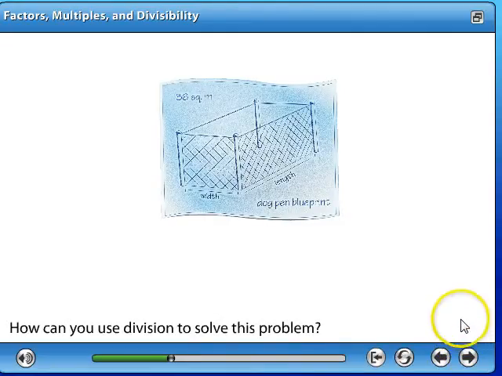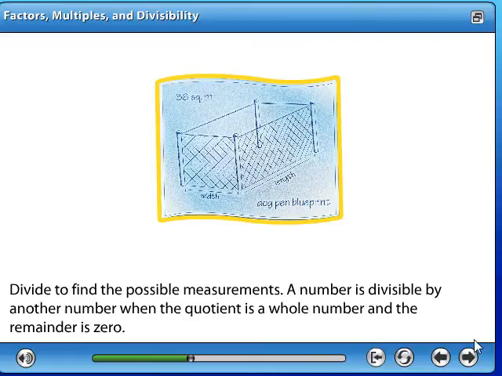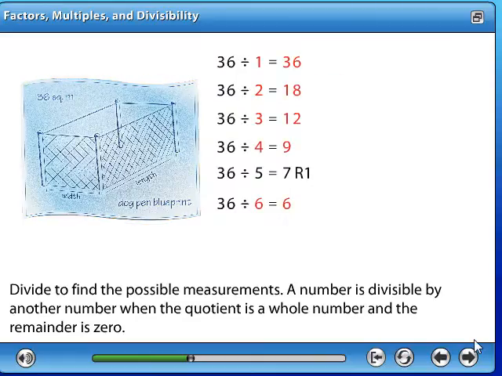Now it's asking us, how can we use division to solve this problem? We know we can multiply these factors together to get the answer, but how can we use division to also solve this problem? So divide to find the possible measurements. A number is divisible by another number when the quotient, or the answer to a division problem, is a whole number and the remainder is 0. So no remainder, the answer has to be a whole number. That's what is going to make it a possible measurement, or being divisible by that number.